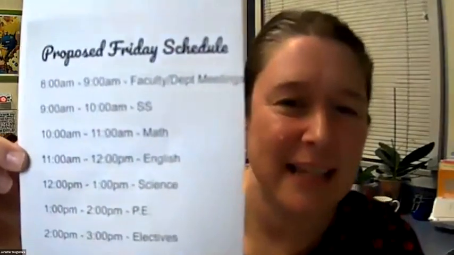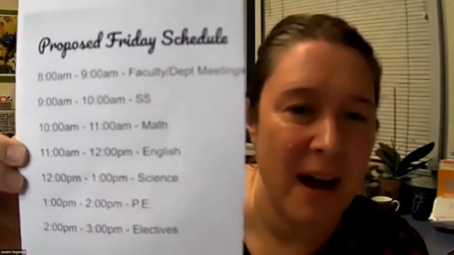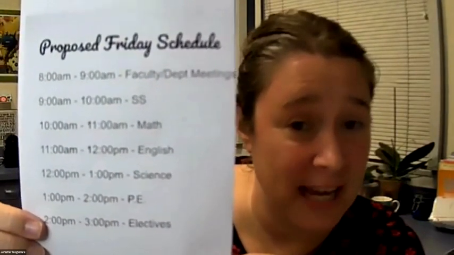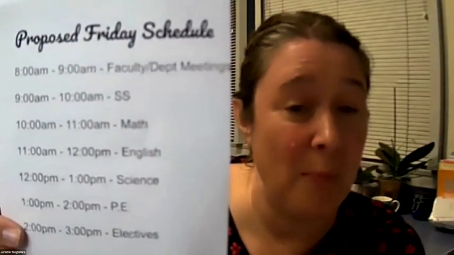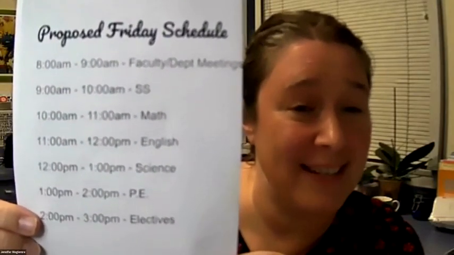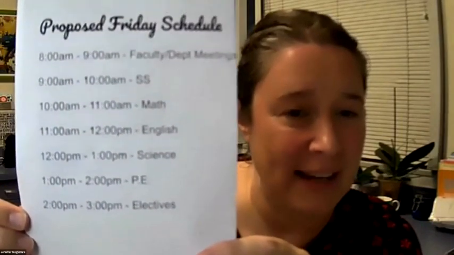So there are a couple of questions about when are office hours? Hopefully you guys can see this. So we have it by department. From 9 to 10, all of the social studies teachers are in office hours. 10 to 11, all the math teachers. 11 to 12 is English. 12 to 1 is science. 1 to 2 is PE, and 2 to 3 is electives.